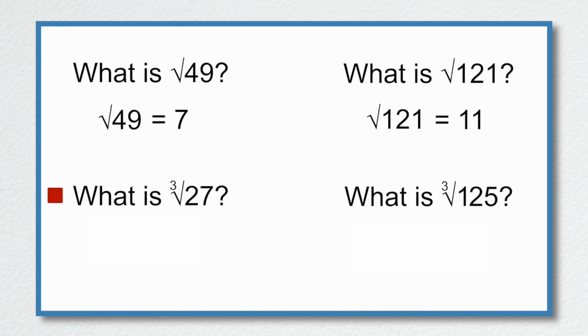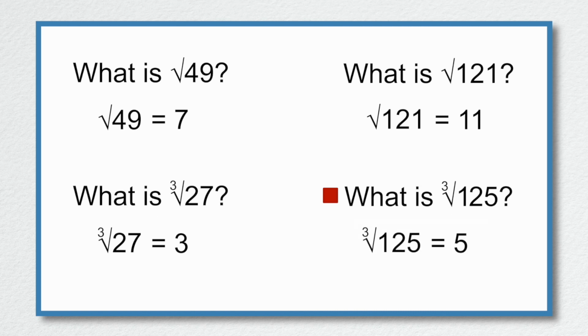What is the cube root of 27? Well, the cube root of 27 is equal to 3, because 3 times 3 times 3 is equal to 27. And what is the cube root of 125? And the answer to that is 5, because 5 times 5 times 5 is equal to 125.